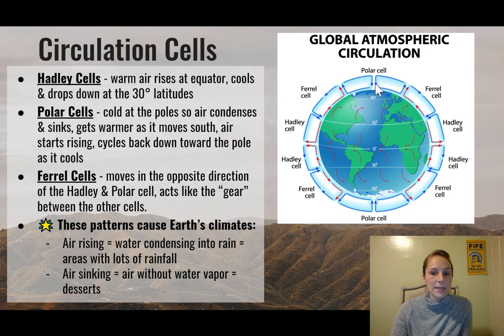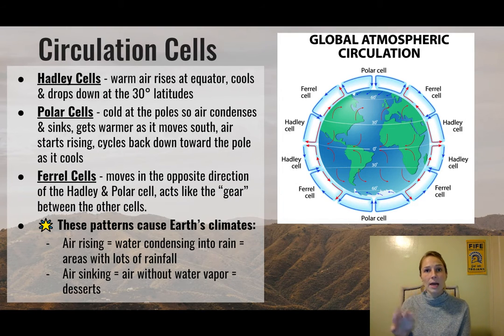And those are named polar because they happen at the poles. So if you think about the temperature at the poles, at the very center of the pole, this is where it's going to be really cold. And so remember, cold air is going to condense and drop. So we start seeing this cold air dropping right at the poles.